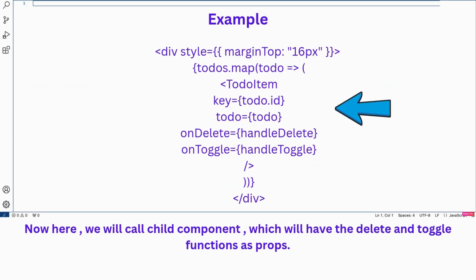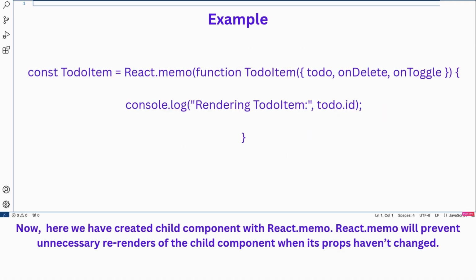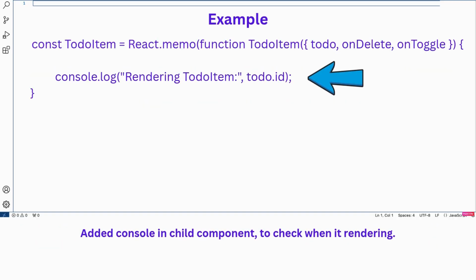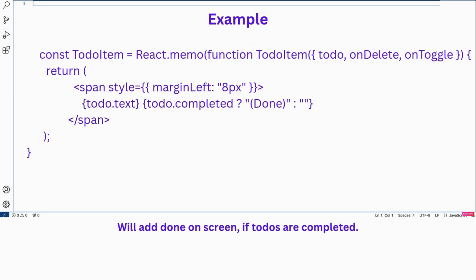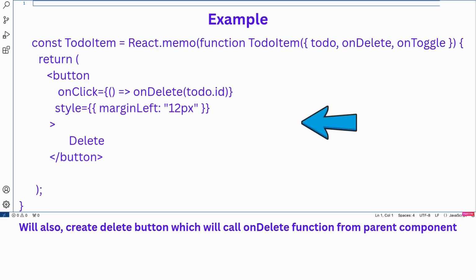Now here, we will call the child component, which will have the delete and toggle functions as props. Here we have created the child component with React.memo. React.memo will prevent unnecessary re-renders of the child component when its props haven't changed. Added a console log in the child component to check when it is rendering. Added a div for styling and a checkbox for todo list items, which will in turn call the function passed from the prop, that is on toggle. We'll add done on screen if to-dos are completed. We'll also create a delete button which will call the on delete function from the parent component.